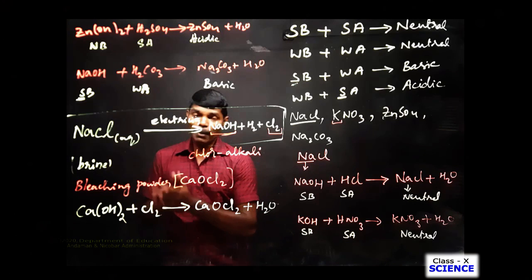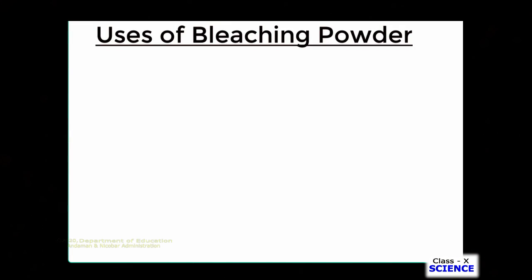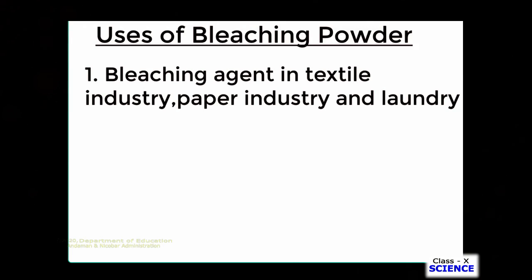Where do we use this bleaching powder? Dear students, the most important use of bleaching powder is that it acts as a bleaching agent in various industries. Firstly, it acts as a bleaching agent for cotton and linen in the textile industry. Secondly, it acts as a bleaching agent for bleaching wood pulp in paper factories. And finally, it also acts as a bleaching agent in laundries for washing clothes.